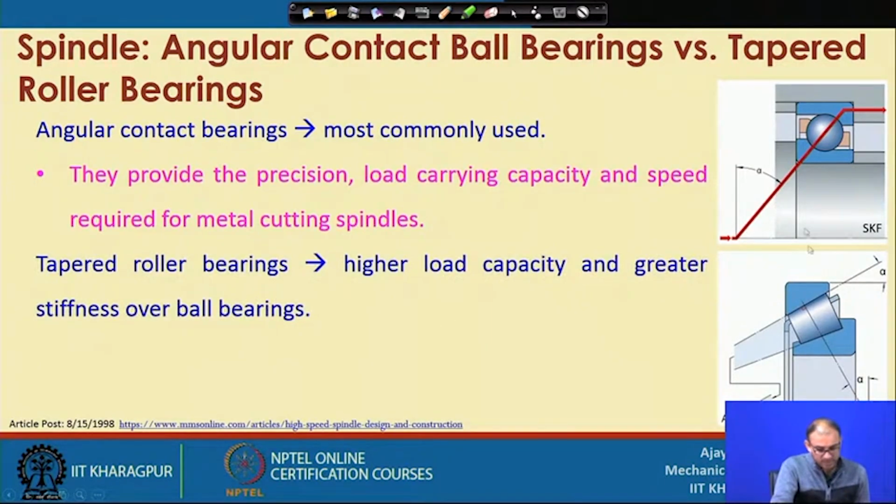Then the taper roller bearing. Now we know that it is a roller bearing, so its shape is roll type, not the ball type, and it is a taper. So, there is a taper in between these two. What is the advantage here? That you will get a high load capacity and a greater stiffness over the ball bearing.